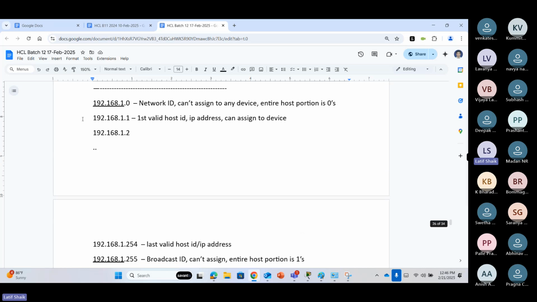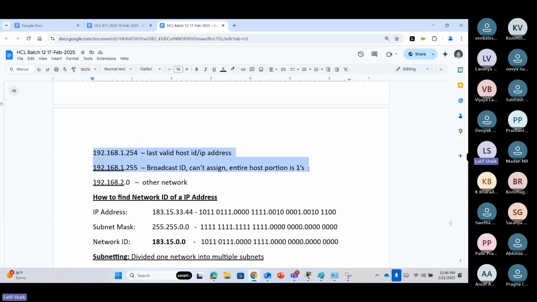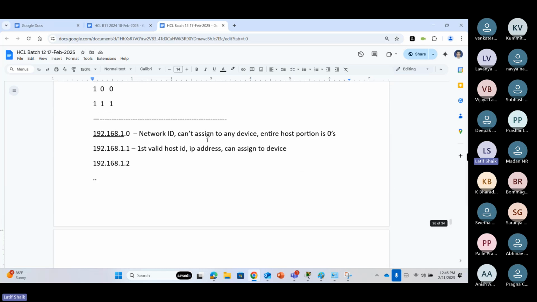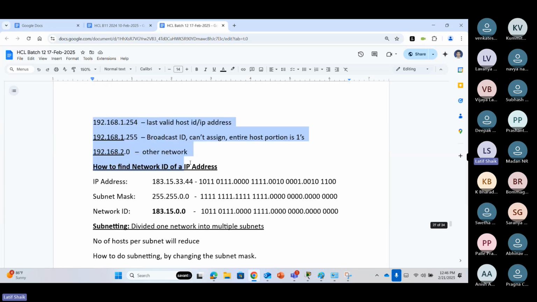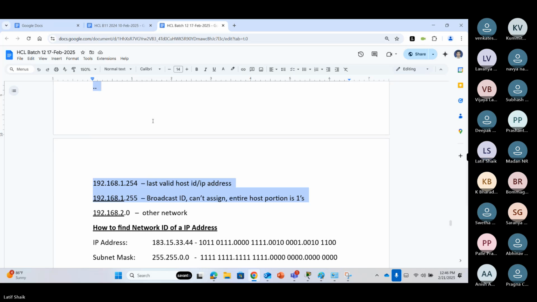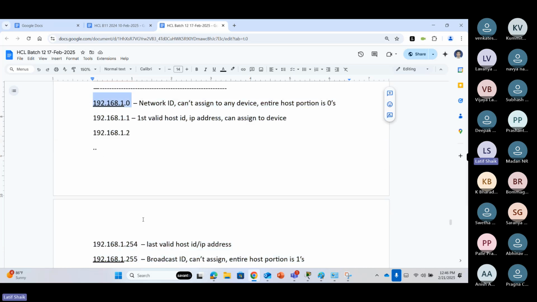Next, if you see, I have written one full network from here to here. The very first one is the network ID, and the very last one is called the broadcast ID. Both we can't assign to any devices, but you can start assigning from 1 to 254. This is a class C, one single network. From 0 to 255 means 256 host numbers are there, but out of that, the first one and last one we can't use. So we have to minus two, and the remaining 254 we can use.